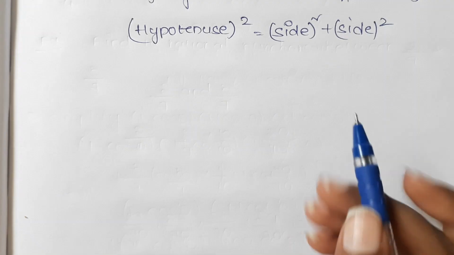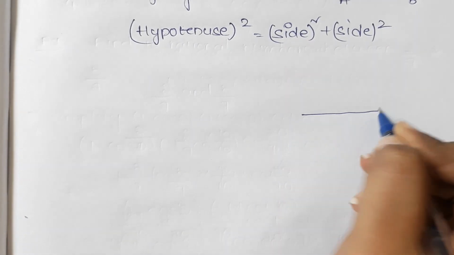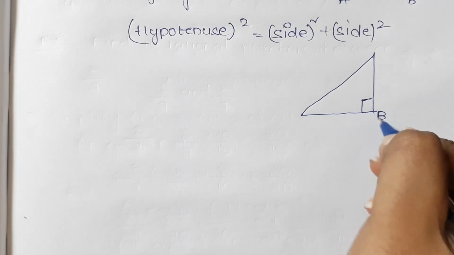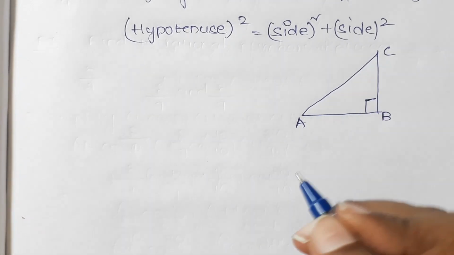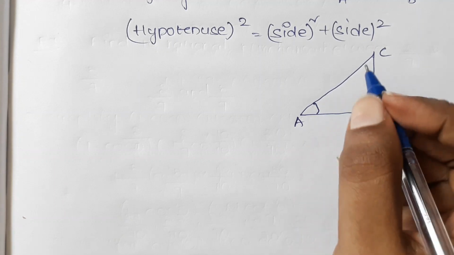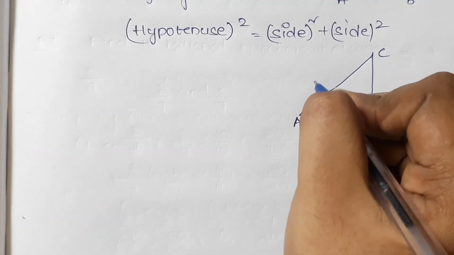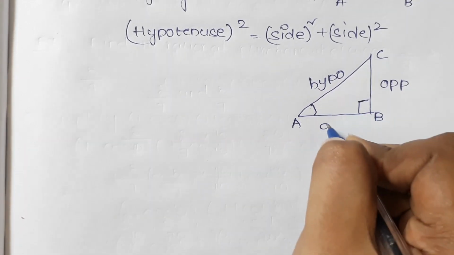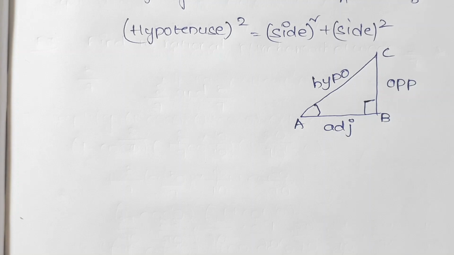For this, let us take a right angle triangle. Here ABC is the right angle triangle at B. The angle is at A, and this is the hypotenuse, this is the opposite side, and this is the adjacent side. The main formula used in trigonometry is the Pythagoras theorem. And now, let us see the trigonometric formulas.